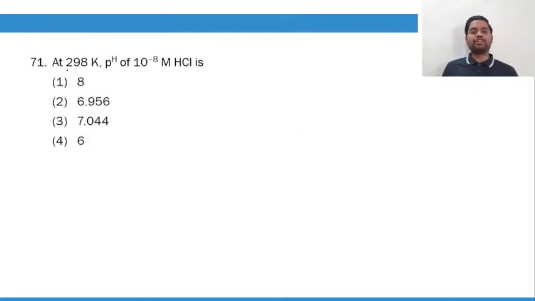71. At 298 Kelvin, we need to calculate the pH of 10 raised to minus 8 molar HCl. Obviously, since it is an acid, its pH will not be more than 7. Even if you apply that logic, the possible answers will be options 2 or 4. So this option is gone and this option is gone.